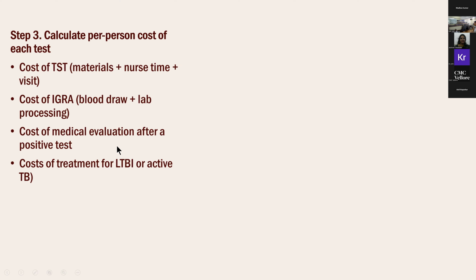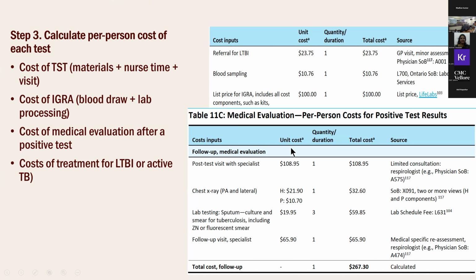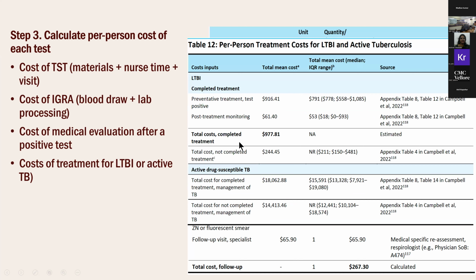Then you need to calculate per person cost of each test. So cost of TST. And in that, you have to include material, nurse time, visit time, cost of IGRA, the blood drawing, lab procedure, cost of the medical evaluation if a positive test comes back, cost of treatment. All this needs to be accounted for. So they've done that. So referral for TB, blood sampling, shipping, handling cost. They've looked at per visit for specialist, X-ray. Then they've looked at preventive TB treatment, post-treatment monitoring. So they have actually given the cost of each of these things.